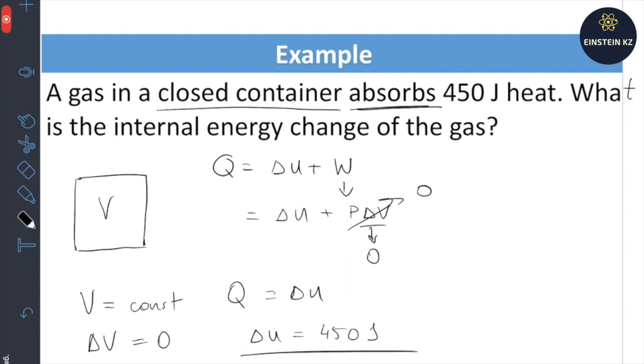Okay, so this is just an information. So you have to understand that if the container is closed, it means that its volume doesn't change and delta V is equal to 0.